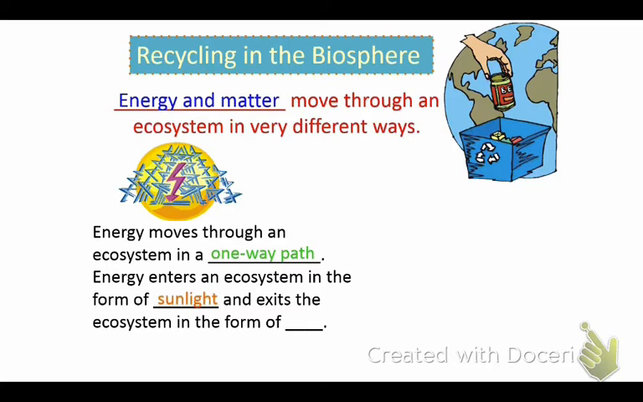Unless it poops into the soil and supplies fertilizer. But that's not energy. That's a material. It's not actual ATP. So energy enters the ecosystem in the form of sunlight and exits the ecosystem in the form of heat. Right? We all give off heat by just being a living thing.